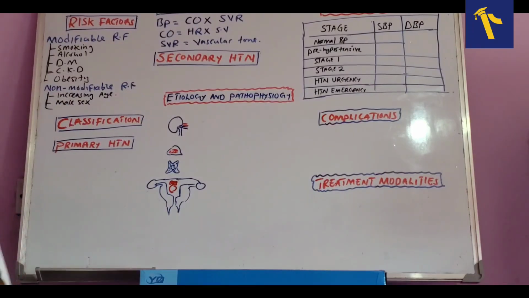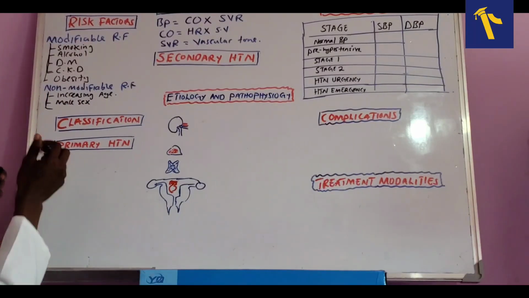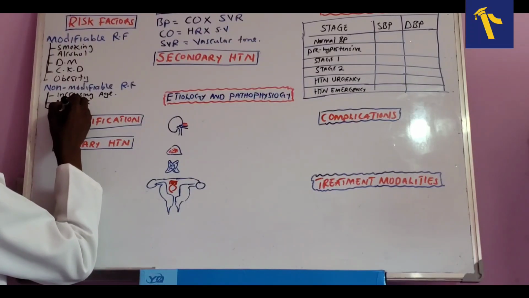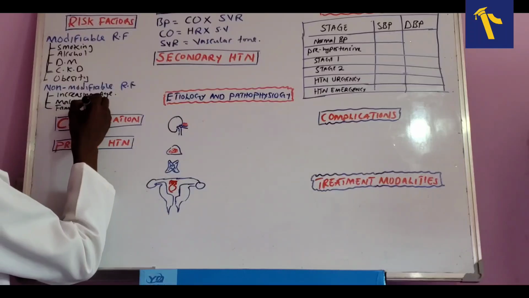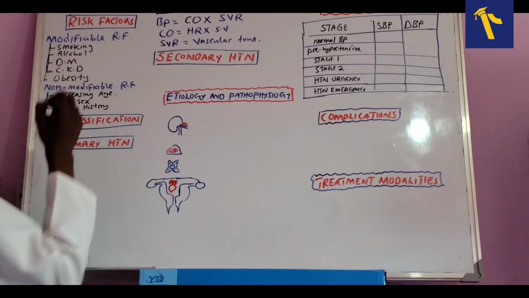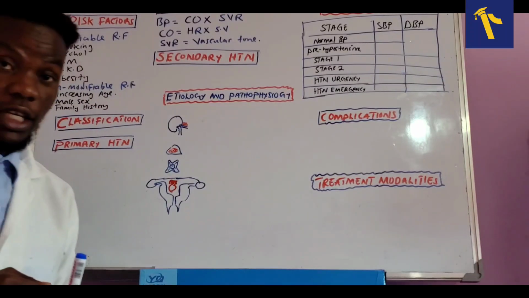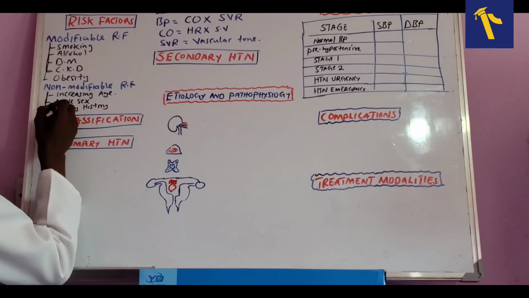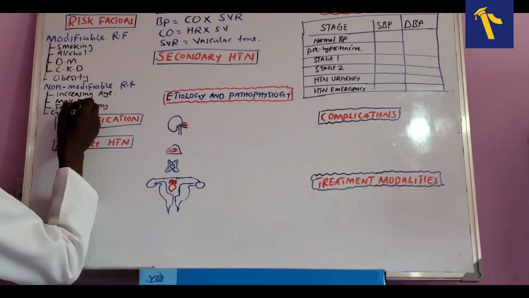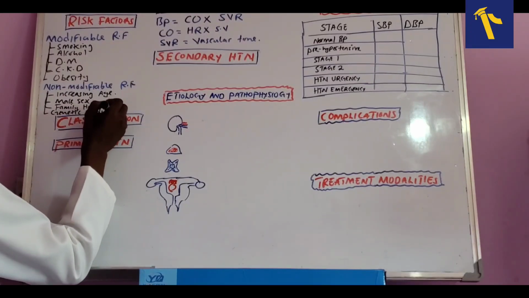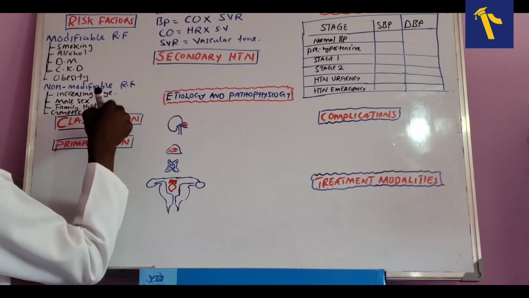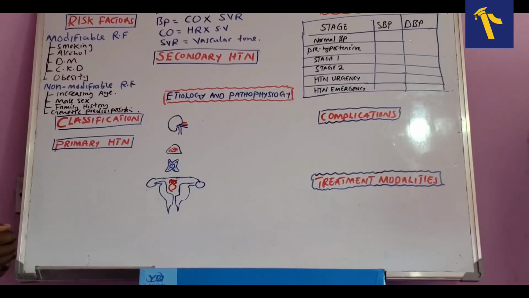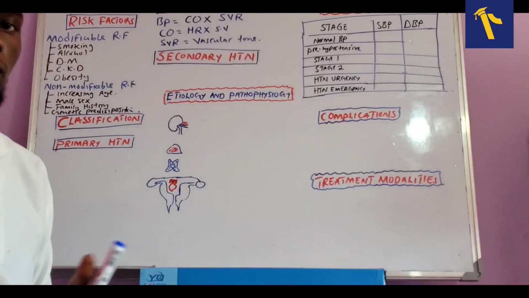Male sex is also one of the risk factors, as well as family history of hypertension. And the last one is genetic predisposition. Genetic predisposition. So genetic predisposition, those are factors that you can't change.